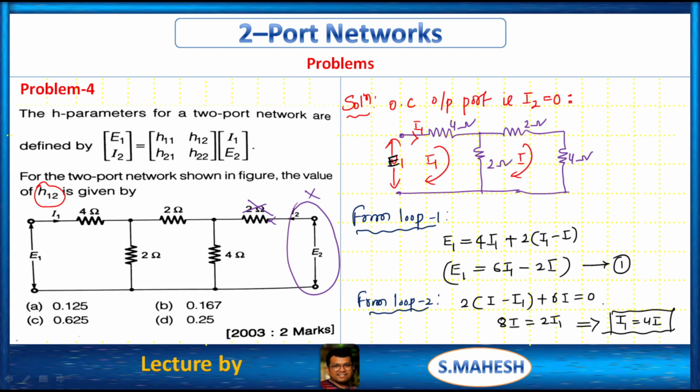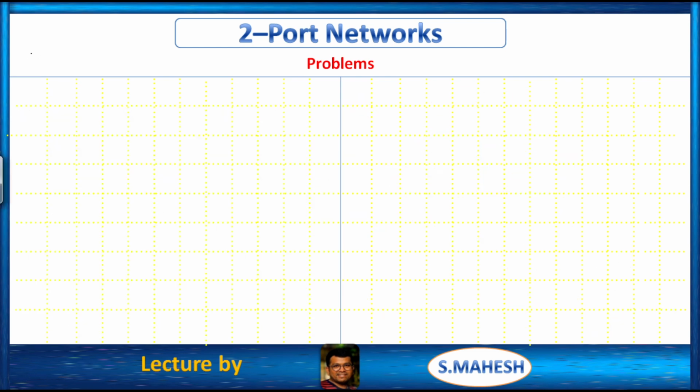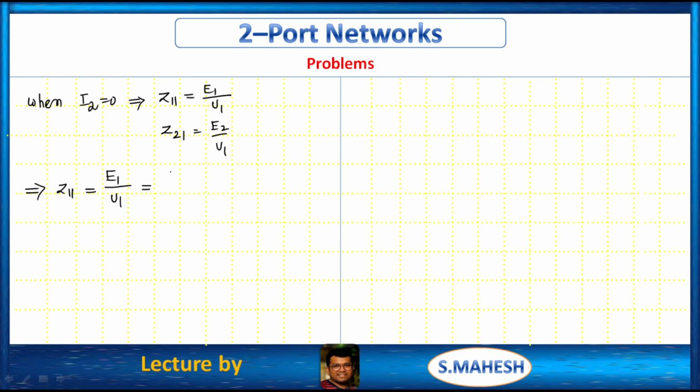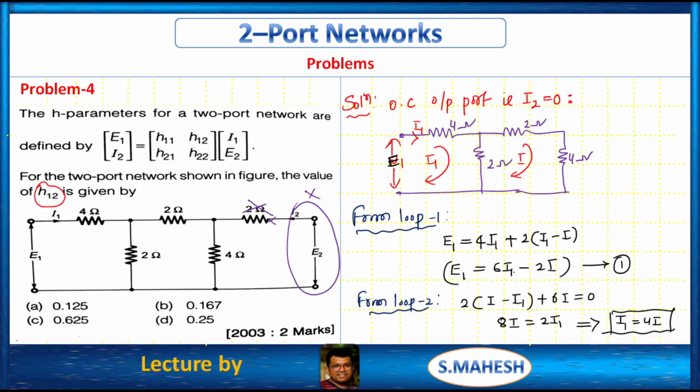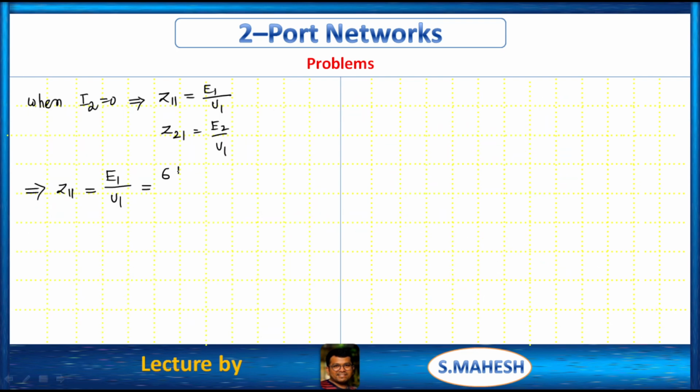Now when I2 equals 0, we have Z11, that is E1 by V1, and Z21, that is E2 by V1. The first, Z11, equals E1 by V1. E1 is, from equation 1, 6I1 minus 2I.